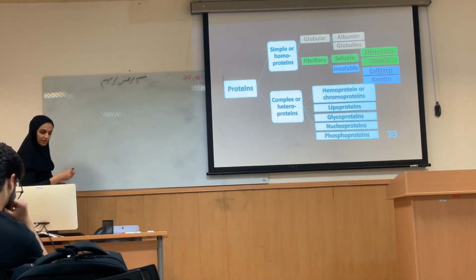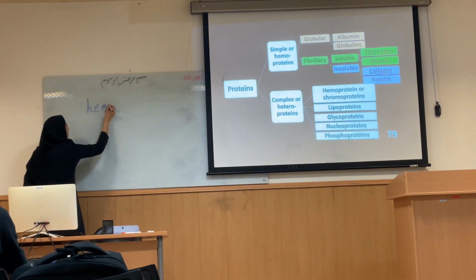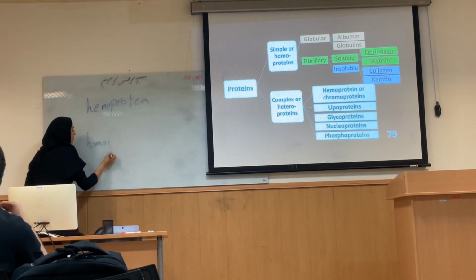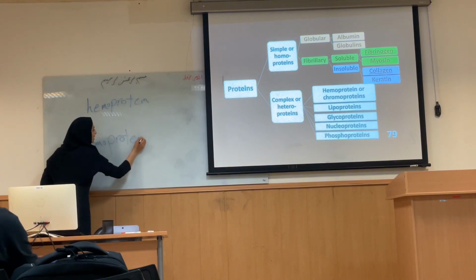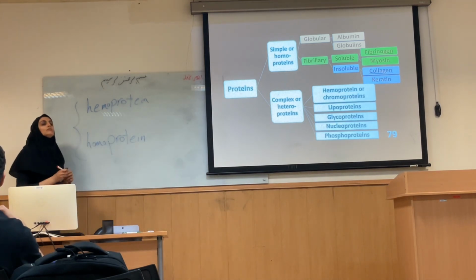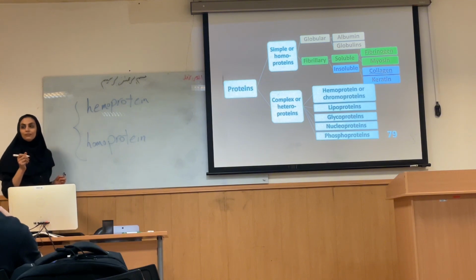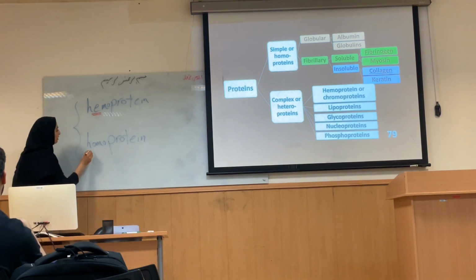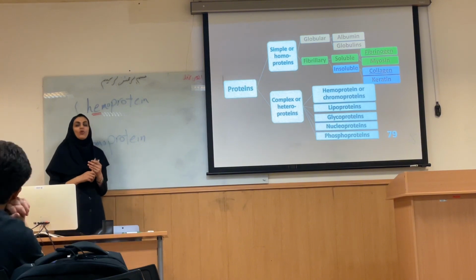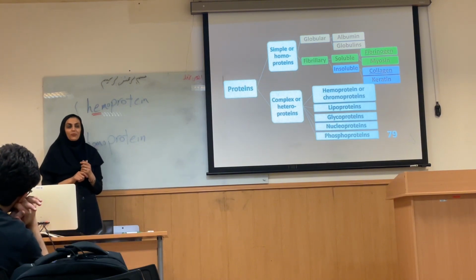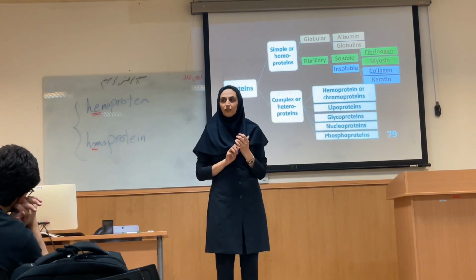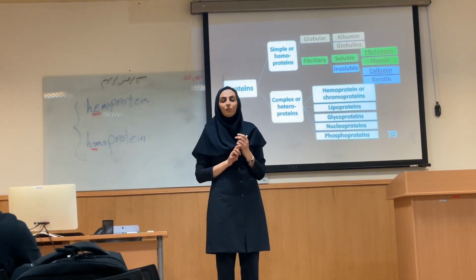Guys, you can see here, hemoprotein and homoprotein. What are these? And what about homo? Another thing, have you ever heard about homeostasis or hemostasis? Homeostasis is the maintenance of a constant internal environment despite fluctuations in the external one, a balance in our body. What about hemostasis?